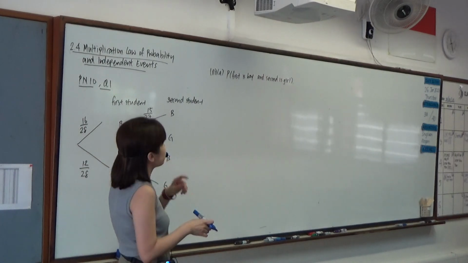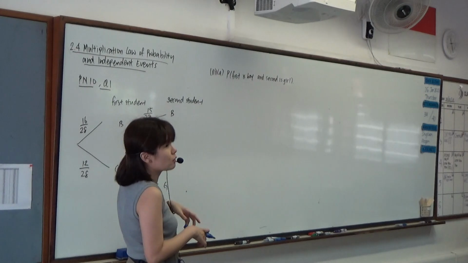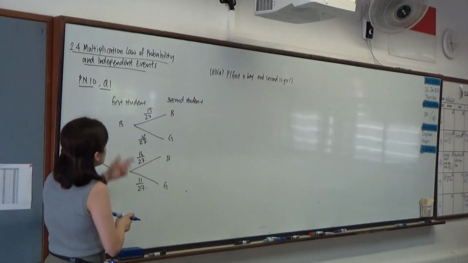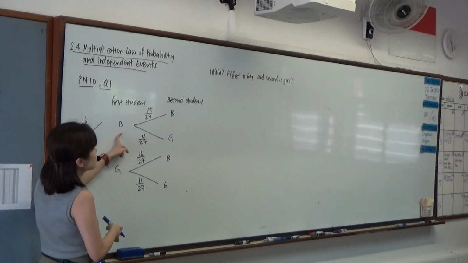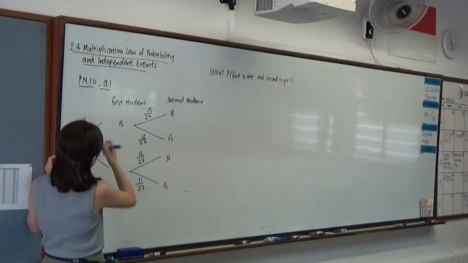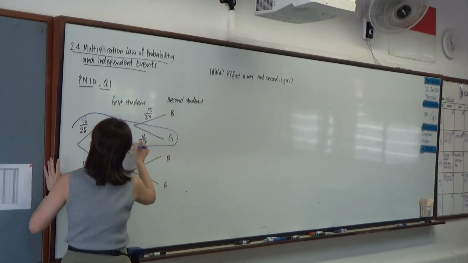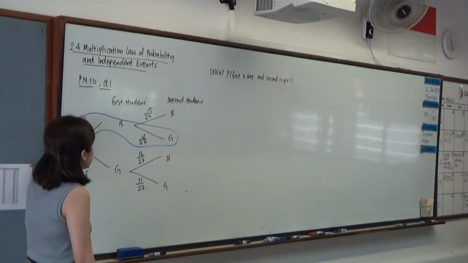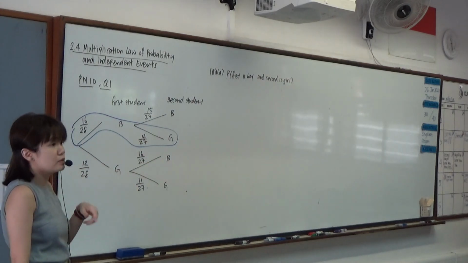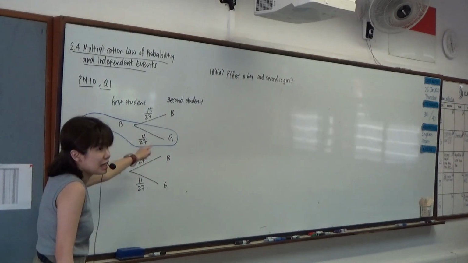the probability of the first one being a boy and then the second one being a girl. Okay, so first student being a boy, this is the trajectory that we'll be following. And then the second student being a girl, we will follow this path over here. As covered yesterday, following a path like this, we will be doing multiplication along the path itself.